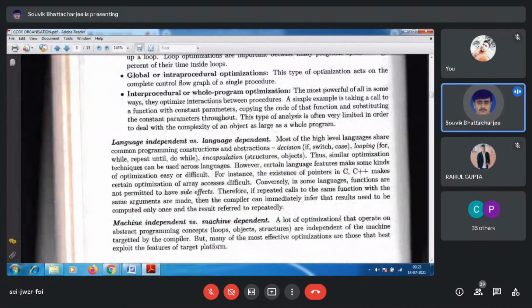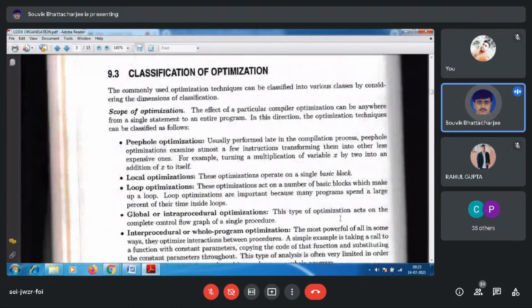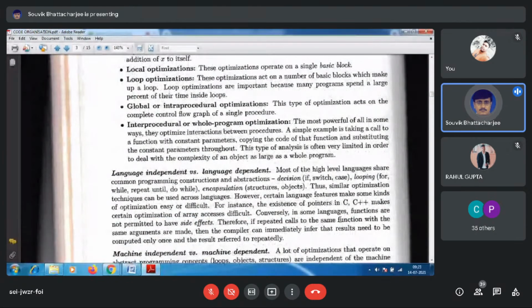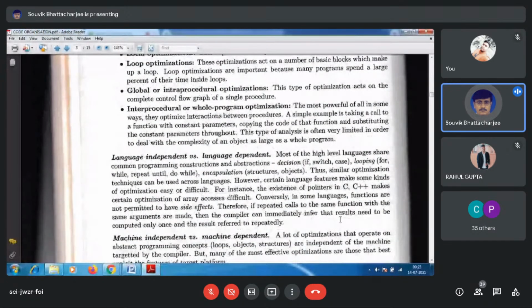And you just see some more strategies are there, that is language independent and language dependent. This may be a criterion. That is, most of the high level languages share some common programming constructions and abstractions, that is decision, looping, encapsulation, and similar optimization techniques can be used across the languages. That is, based on the feature, some optimization techniques can be applied to some of the languages.